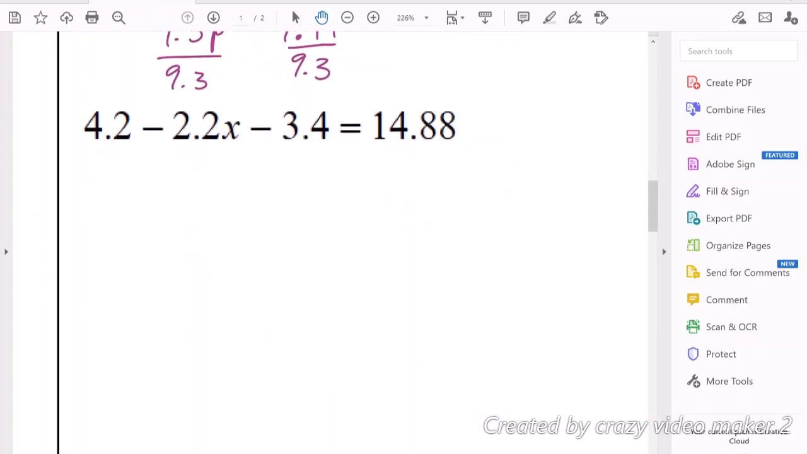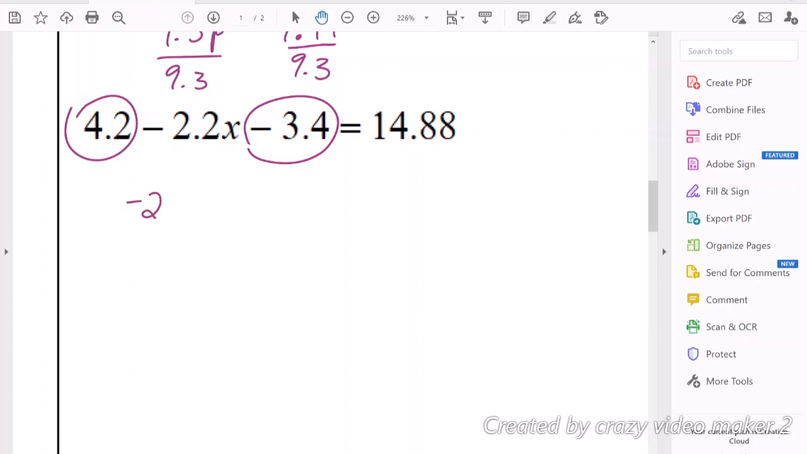Next. Here, it says we have 4.2 minus 2.2x minus 3.4 equals 14.88. Okay, first thing we need to do, look and see if we have any like terms we need to combine. Well, I have this 4.2 and this negative 3.4. The negative 2.2x, there's no other x term, so it's just going to stay that.